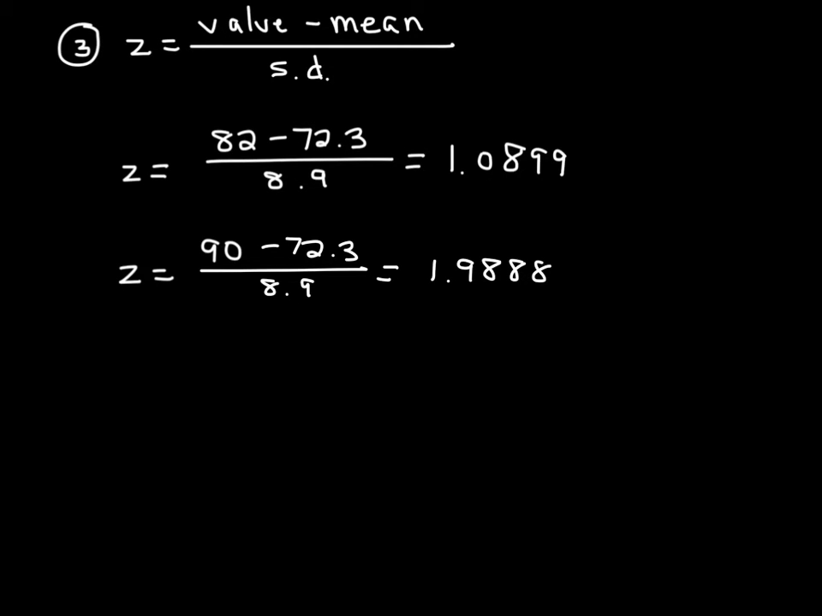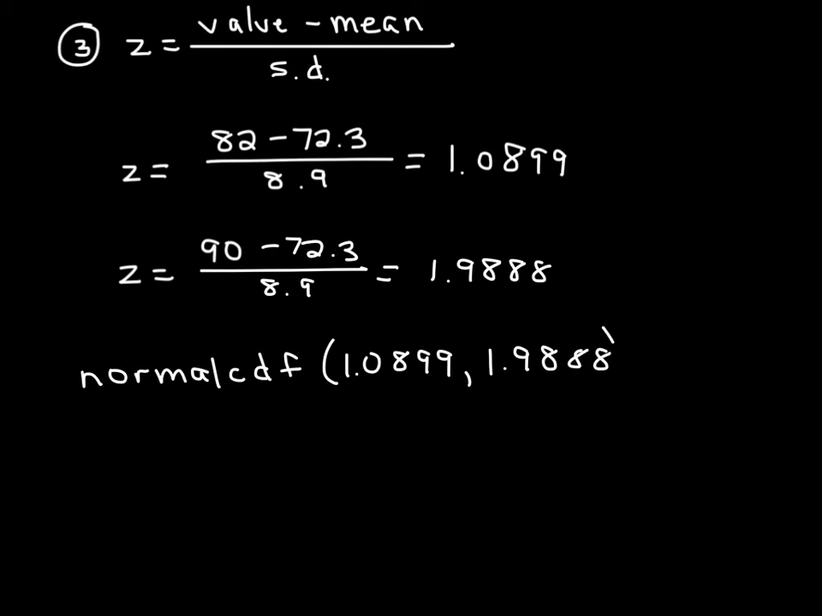So if we want to know how many students can be expected to receive a score between 82 and 90, let's first figure out what percent of the students score between 82 and 90. So when we go to normal CDF, the lower bound is going to be the z-score that goes along with the lower number of 82. And the upper bound is going to be the number that goes along with the higher score of 90. All right, so when I did that in my calculator, I got approximately 0.1145. So what that means is approximately 11.45% of the students will score between an 82 and a 90.